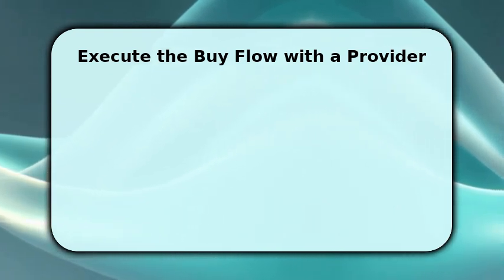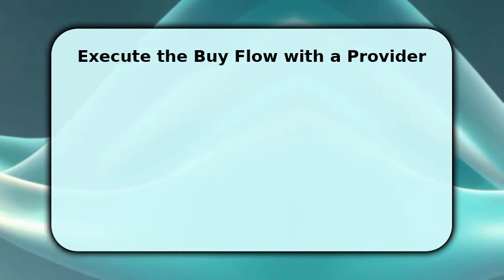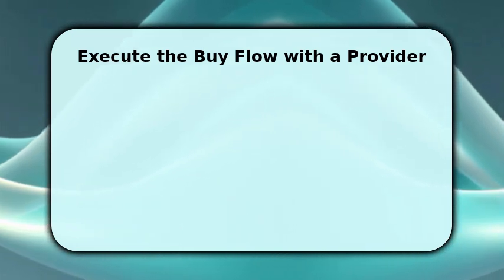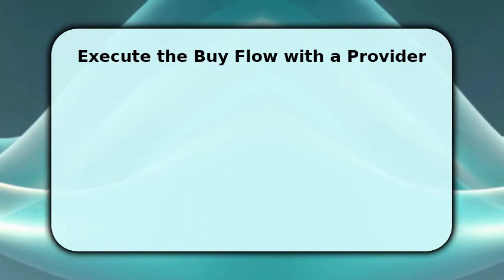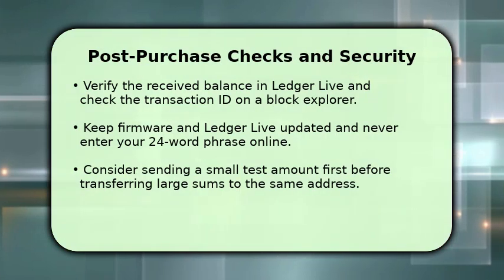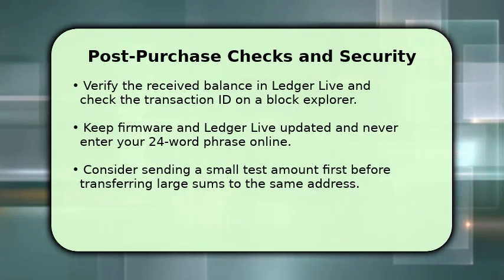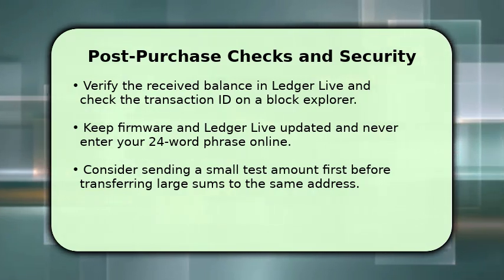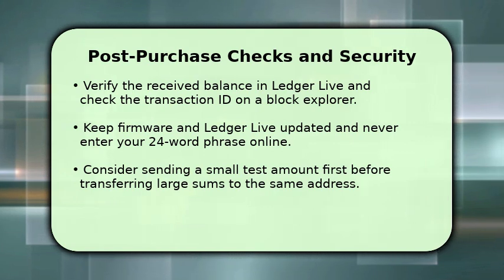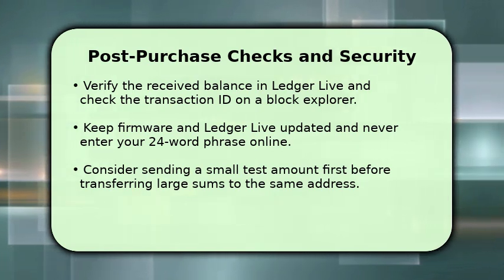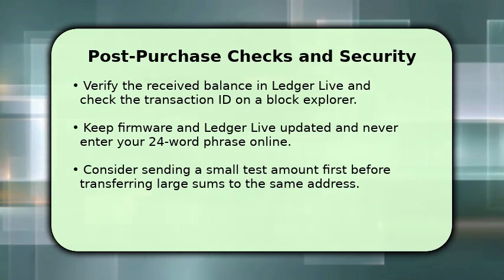Then authorize the on-device confirmation to broadcast the transaction and expect 1 to 3 network confirmations. After the provider broadcasts the transaction, open Ledger Live accounts to confirm the incoming balance and view the transaction details. Copy the transaction ID and optionally check it on a block explorer to confirm status.